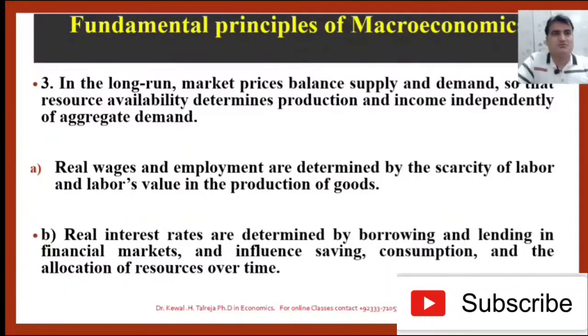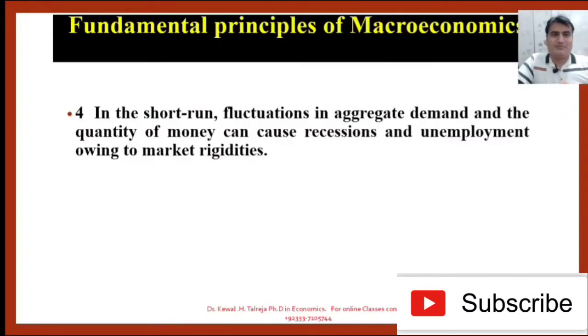In the short run, fluctuations in aggregate demand and the quantity of money can cause recession and unemployment owing to market rigidities. As we know, the short run is the period during which some of the firm's inputs remain fixed, especially labor contracts, and the firm has not sufficient time to shift from one place to another or install new machinery or plant. But the firm can change output by changing variable factors while the fixed factors stay fixed.